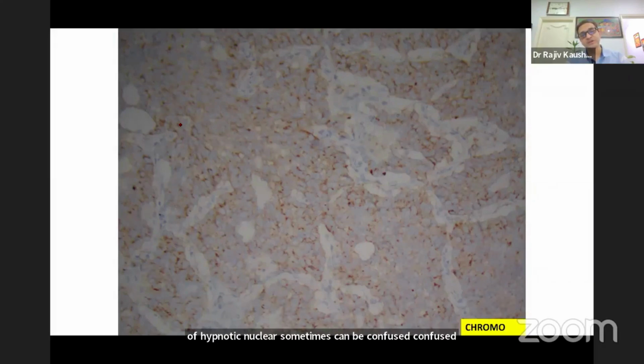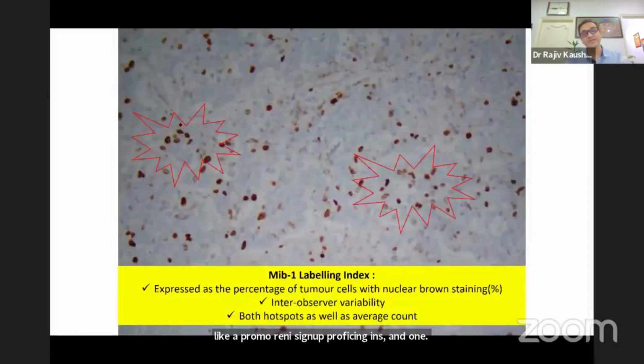So for the characterization, we look at the expression of neuroendocrine markers like chromogranin, synaptophysin, and INSM1. There are new markers also, which are required. And Ki67, as I mentioned earlier, although it is being done commonly, it has not established its role.